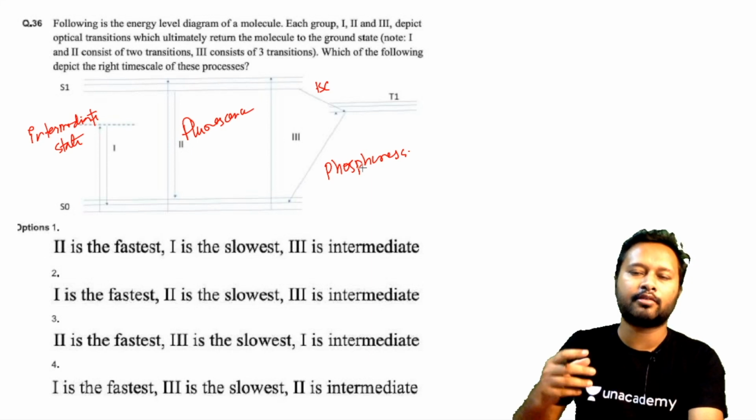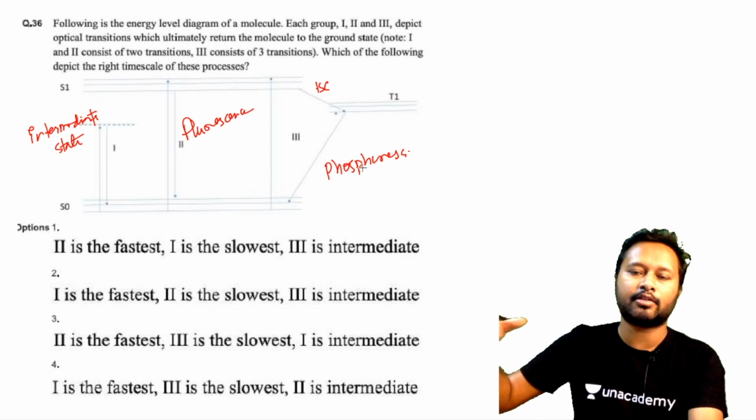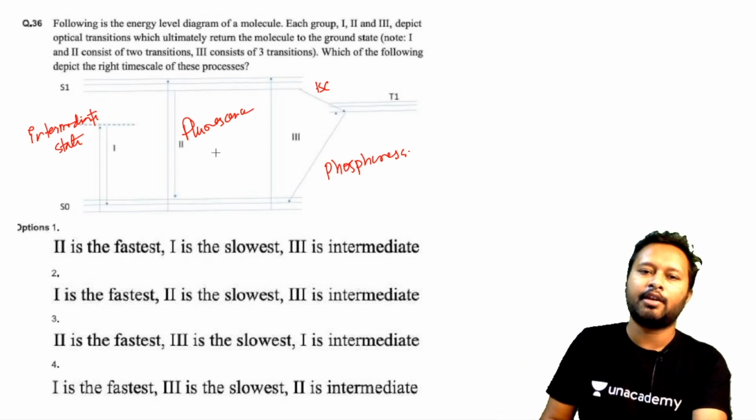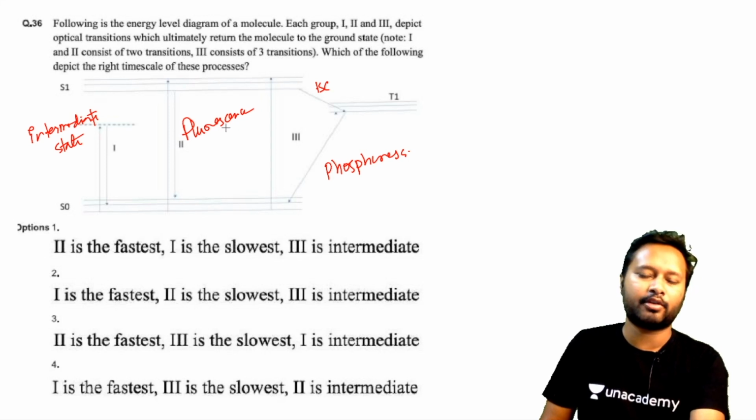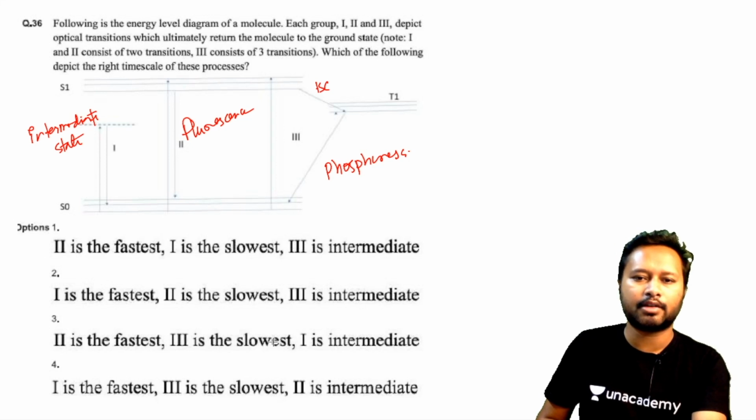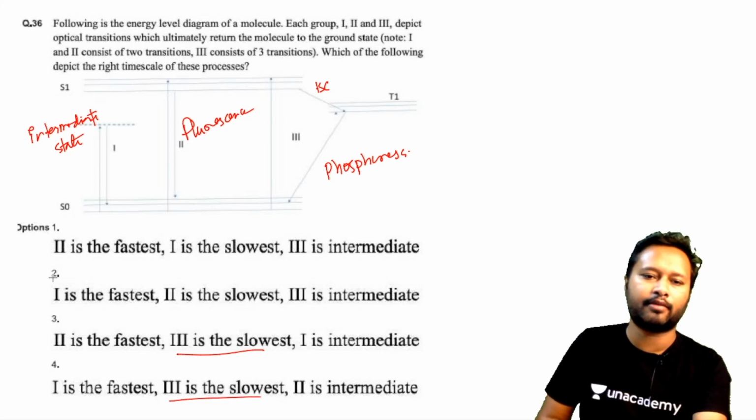Now you know that phosphorescence is a delayed process, or it takes more time to take place. Fluorescence is a pretty quick process. So the third one should be the slowest, and the second one should be faster than that. Third one cannot be the fastest. There is no option which says the third one is the fastest. But yes, third one is slowest is there in options number 3 and 4.